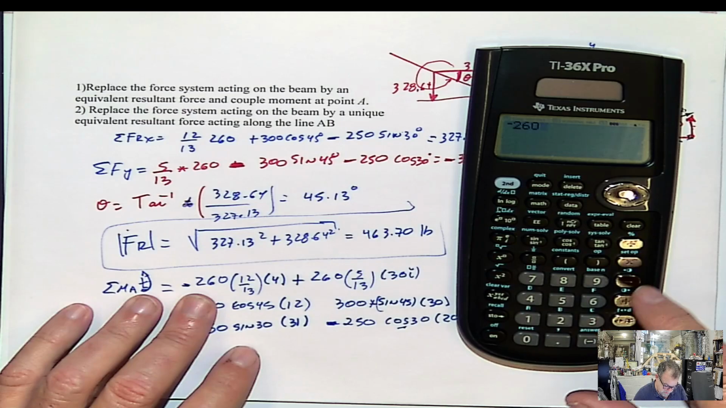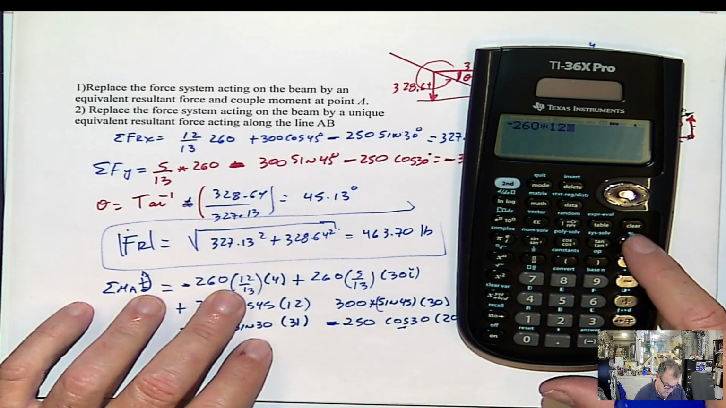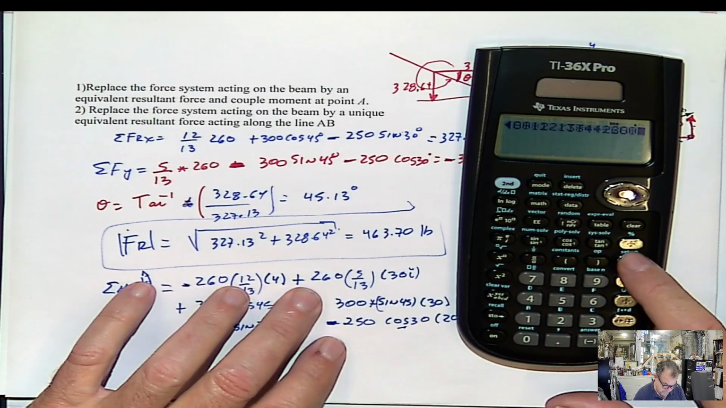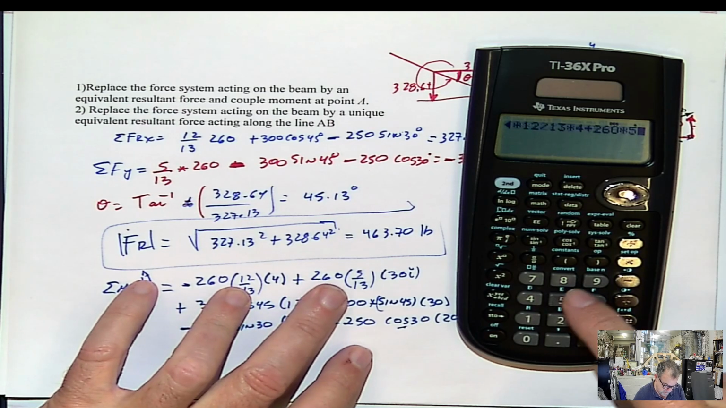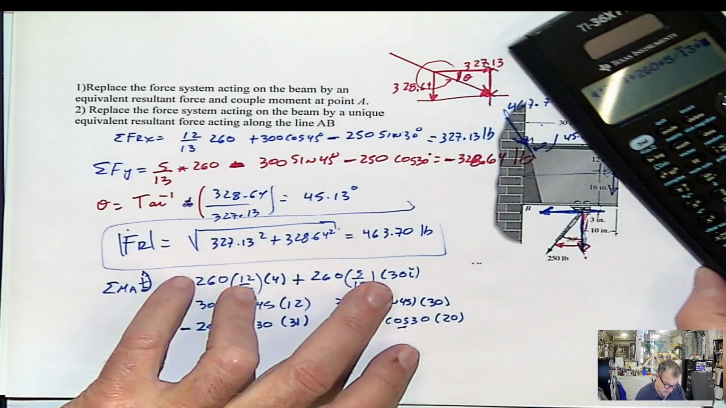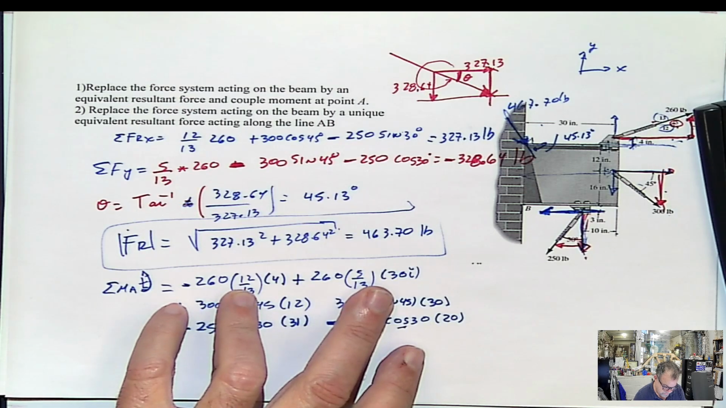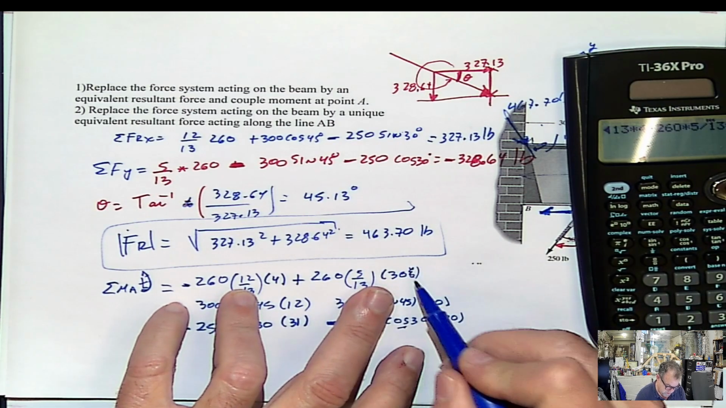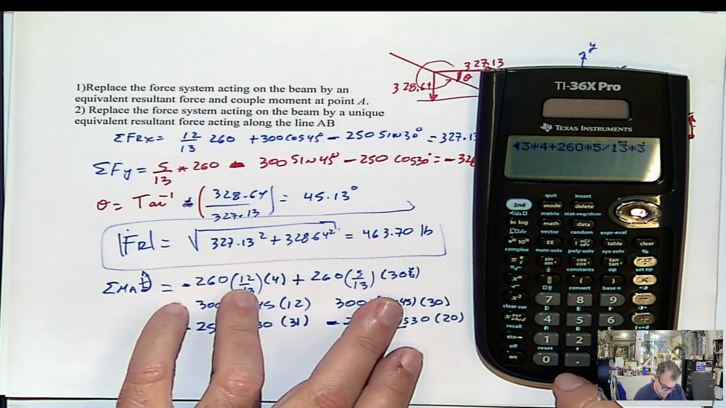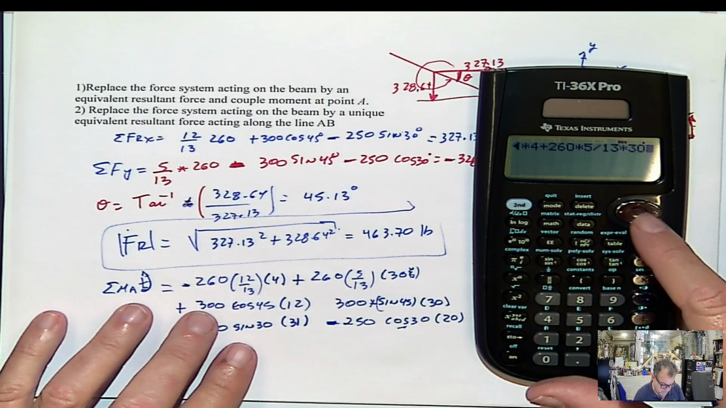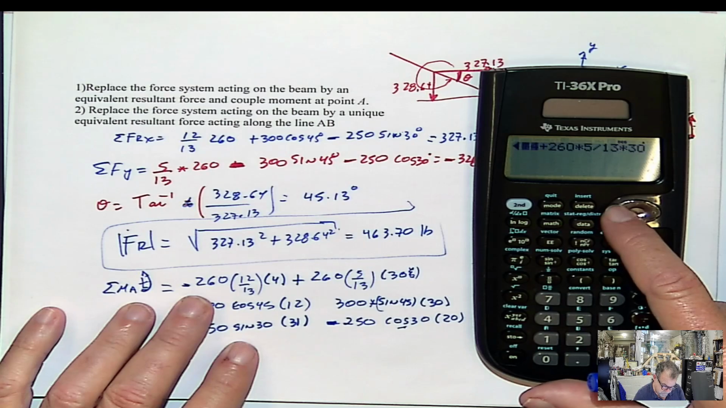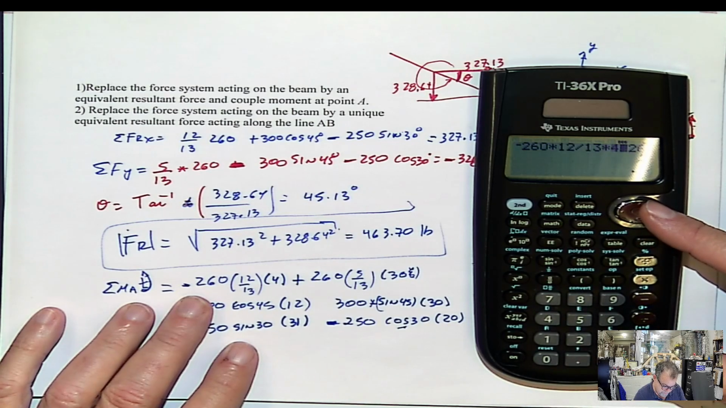Negative 260 times 12 divided by 13 multiplied by 4 plus 260 times 5 divided by 13 multiplied by 30. What is this? 30 inches, right? I don't need inches here. So times 30. First one, I hope that I put a negative. I don't remember. Yes, I put a negative. Okay.